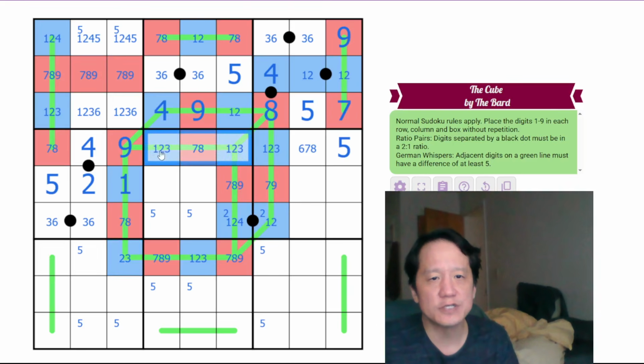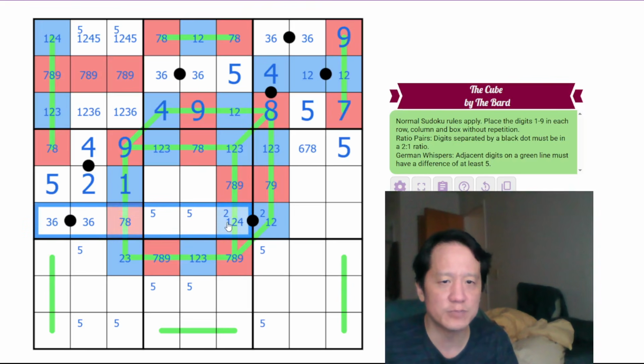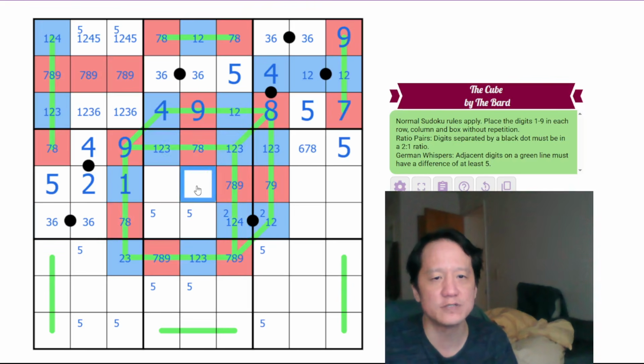So where is 6 in the central box? It cannot be here because it's next to 2 unique digits on the Whisper 5 line. It can't be here because of the 3, 6 pair in the row, and same with this. So 6 has to be one of these 2 digits.